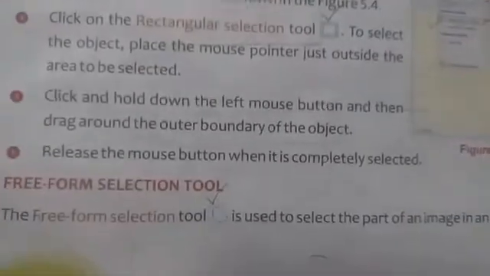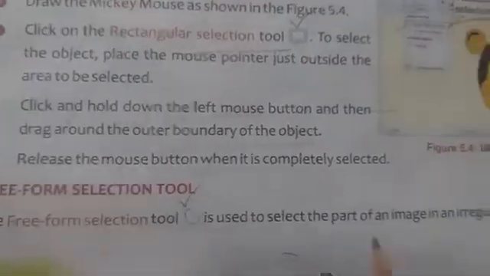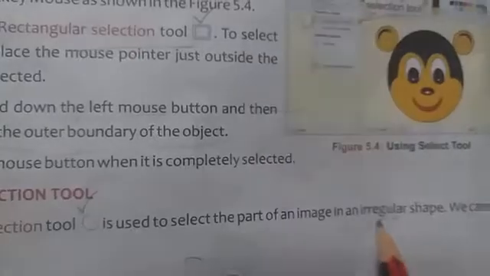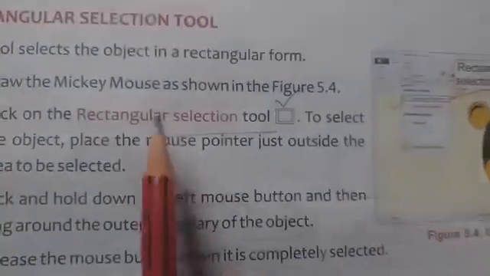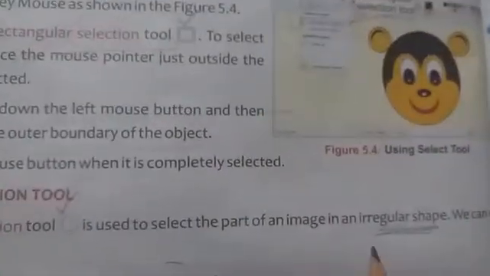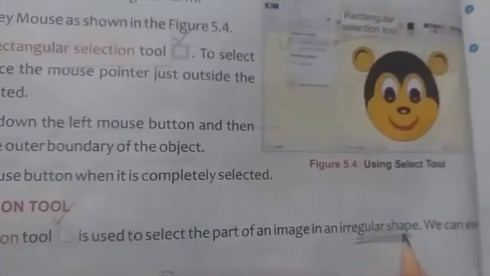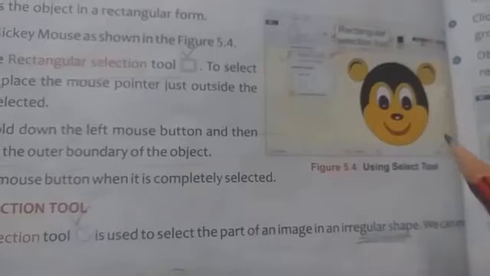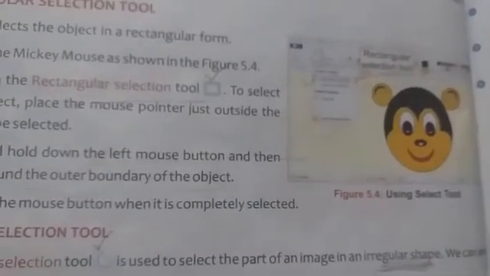So next we have a freeform selection tool. This tool is used to select the part of an image in an irregular shape. इसमें वो पर्टिकुलर शेप फॉलो करता है, मीन्स रेक्टेंगुलर शेप में सेलेक्ट करेगा, बट हेयर इट विल सेलेक्ट एज अ इरेगुलर शेप. मीन्स जैसे जैसे हम माउस पॉइंटर मूव करेंगे वैसे वैसे वो सिलेक्ट करता जाएगा.